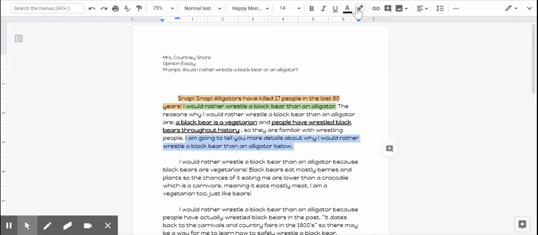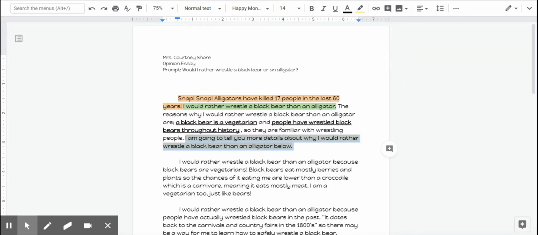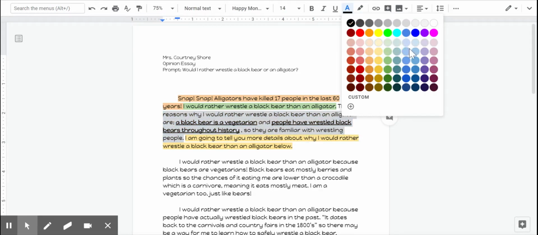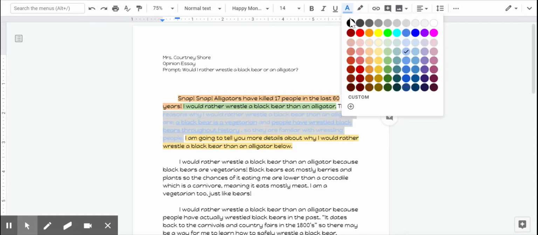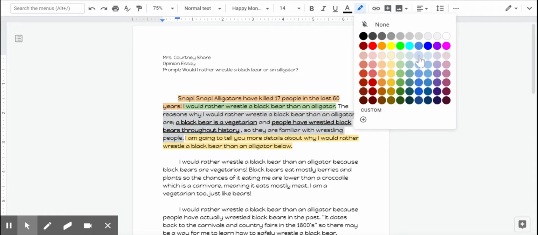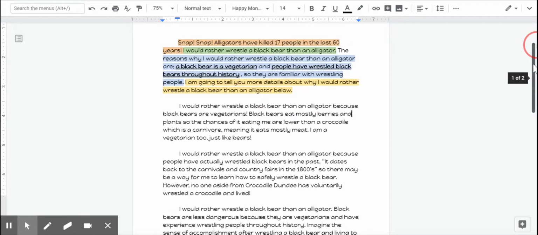I'm going to make some of my transitions in yellow, and I'm going to color code these for you guys so you can look back and refer to it. So my hook is orange, my claim is green, my transitions are yellow, and usually your reasons are going to be blue. Okay, so we'll make this middle part here. Okay. Next. So now this first paragraph here.